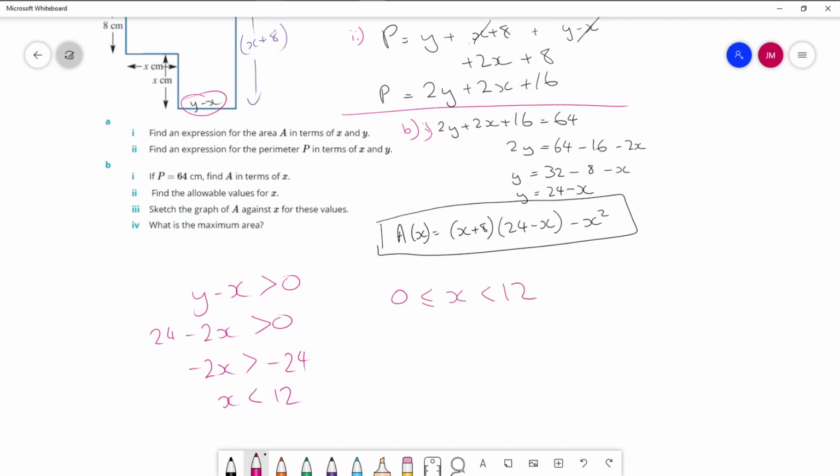So x can be between... now x can't be 0, can it? Because otherwise the bottle will drop off. So x must be between 0 and 12. So you can write it like that, or x belongs to 0 to 12 if you wanted to. So that's our allowable values for x. So now let's sketch the graph of a against x for these values and find the maximum area.